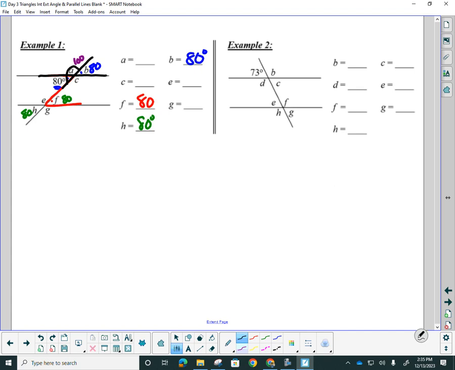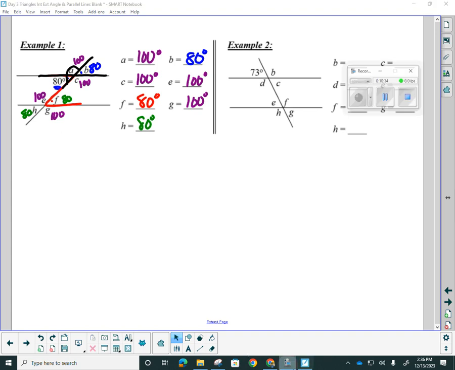So we just figured out that the other A is 100, and then opposite to that is also 100. F pattern down to here is also 100, and across from it, opposite from it, is also 100. And we have all of our answers. So I'm going to let you try example 2 on your own. We can pause the video for a second, and then we'll come back and check your answers.